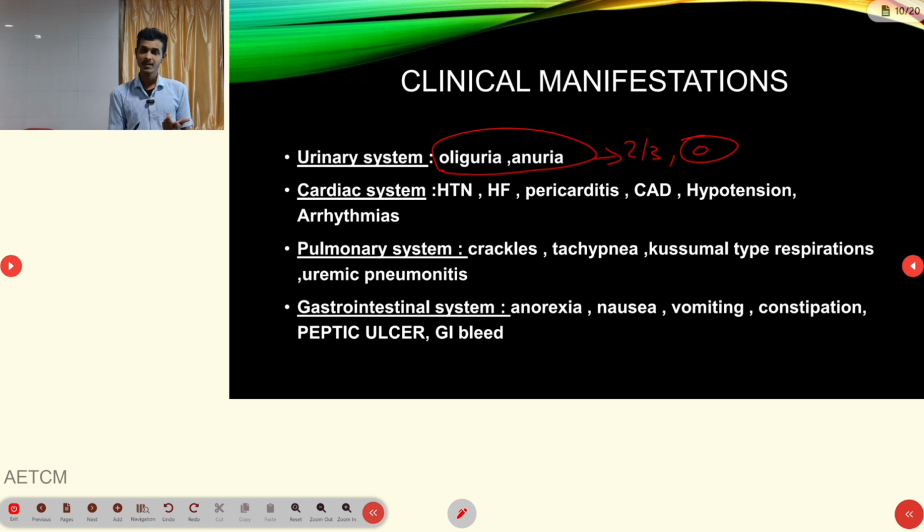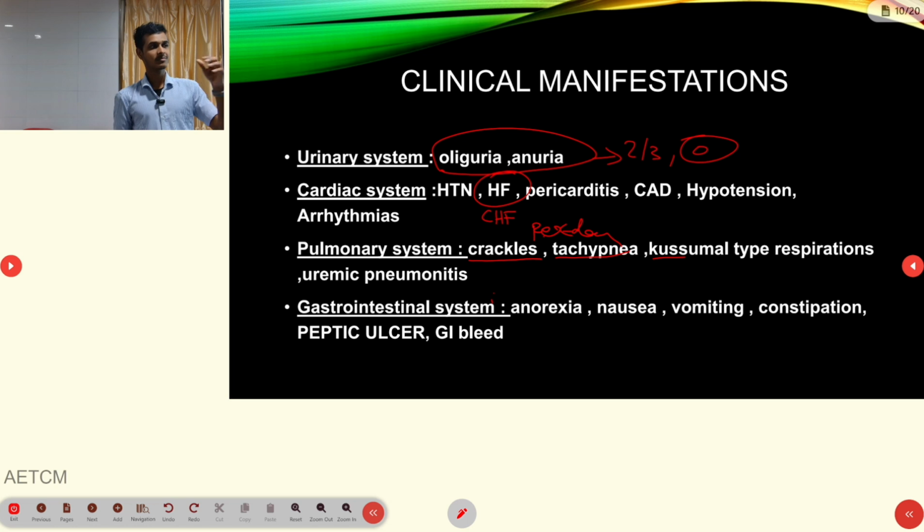Whole body edema, pitting edema will be there. Second, how will it affect your heart? Because of the increased fluid overload, it leads to congestive cardiac failure. Third, how will it affect your respiratory system? The person will develop pulmonary edema. Because of that pulmonary edema, you can hear crackles, and tachypnea also can develop. These are the complications of fluid overload.